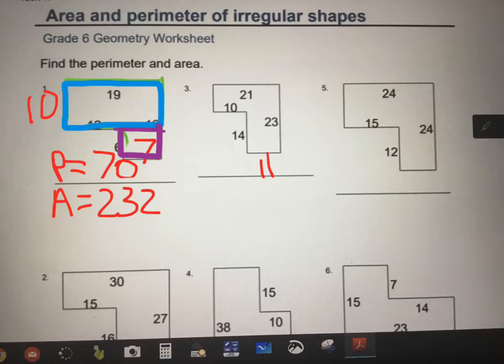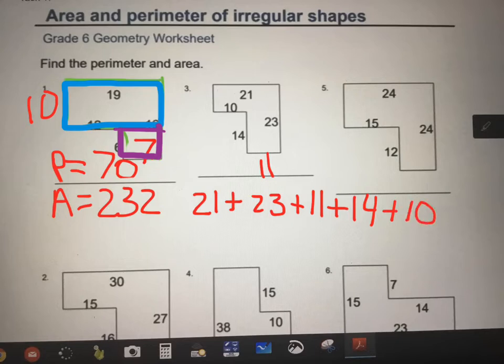Now what you're going to do is find the perimeter, so you're going to add up all the sides. So 21 plus 23 plus 11 plus 14 plus 10. And you're right, we missed one side. We missed a side right here, didn't we? So let's go ahead and check it out.